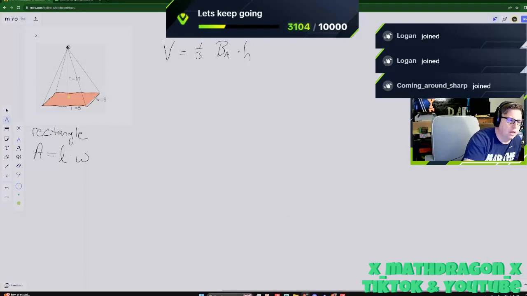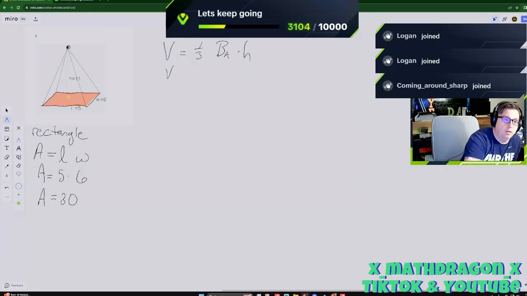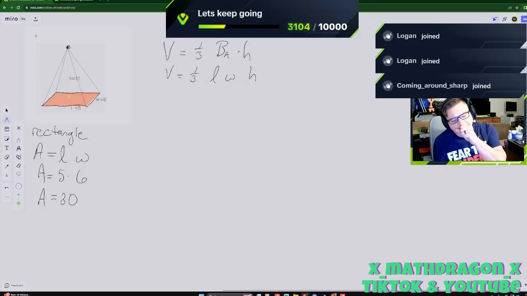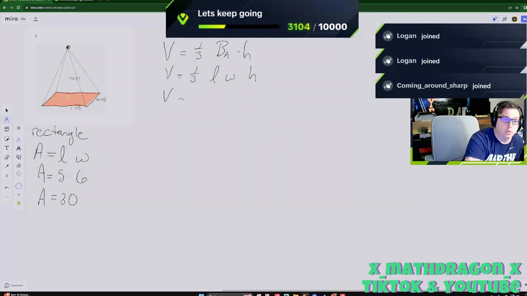So if that's the case, my area equals 5 times my width being 6, and then my area equals 30. Okay, with my volume formula for a pyramid, I'm going to do length times width times height. Chop it into a third. So with that, we're doing 1/3 times 5 times 6, and then the height of my pyramid. Look at the height right here. The height of my pyramid is 11.